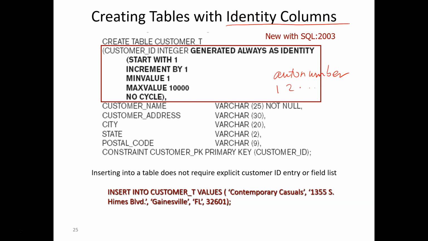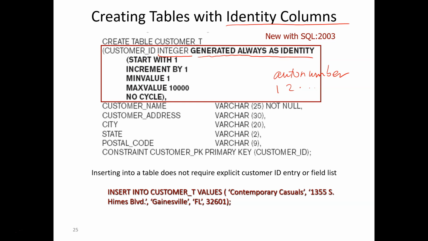In SQL, there is a type of column called identity column, which is the same concept as the auto number. When you create this field in the table, you just define it as an integer data type. In this case, customer ID integer, right? And then followed by the statement generated always as identity. So this shows that this column is an identity column.